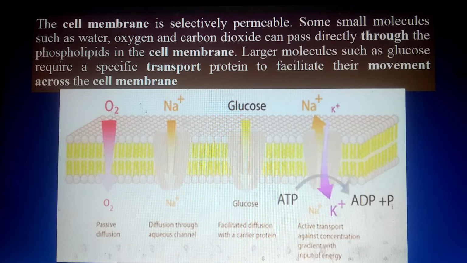But in simple passive diffusion, what will happen? Passive transport, simple diffusion, always occurs from higher concentration to lower concentration, but active transport occurs against the concentration gradient, meaning from lower concentration to higher concentration. Now you can see the clear difference between passive transport along the cell membrane and active transport along the cell membrane. This is a simple diffusion of the oxygen molecule.